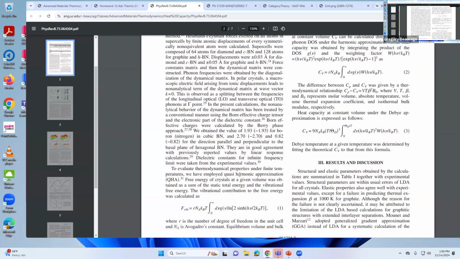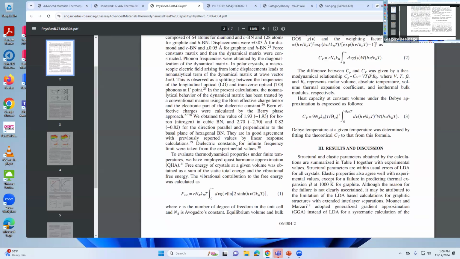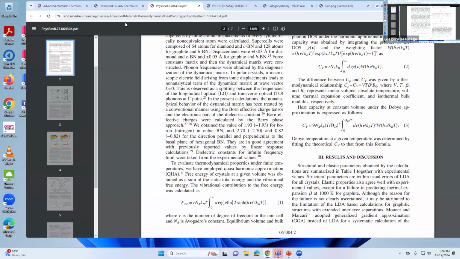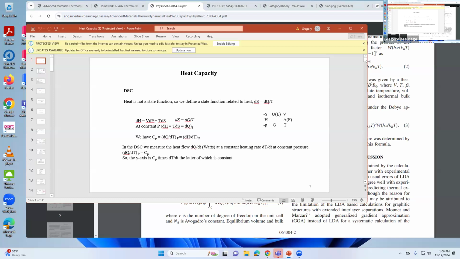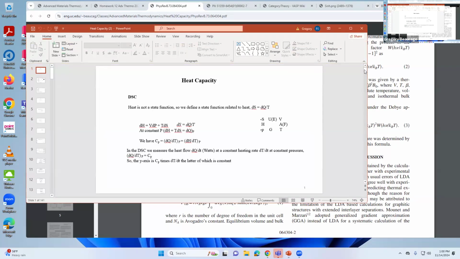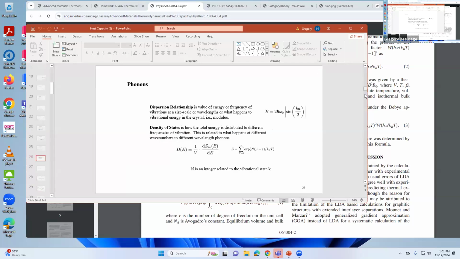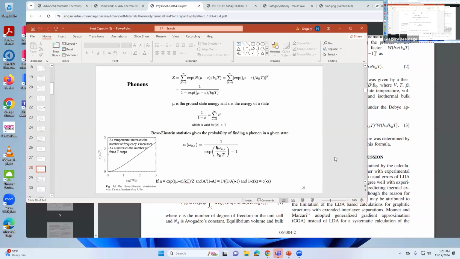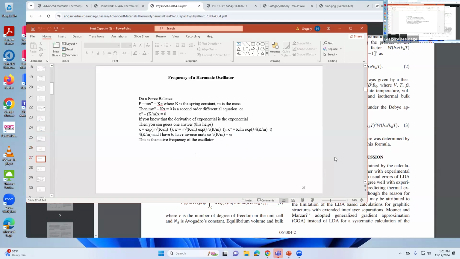All right, so then he wants to get from this the modulus. Okay, so we had that. Let's try to open this thing. So 27, I think. Is that the right thing? So if you do a force balance, you have mass times acceleration equals a spring constant times x. It's called a harmonic approximation if you use the spring.